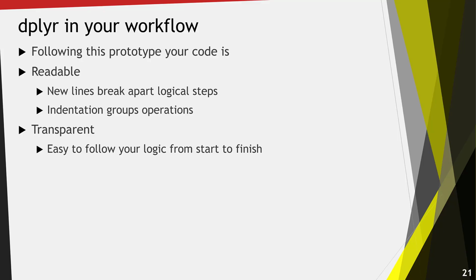Indentation is going to group operations. And it's also going to be transparent. It's going to be very easy for anyone looking at your code to follow your logic from start to finish. This is the power of using dplyr for data wrangling, because it makes it easy for you to construct code to perform data wrangling tasks, and obvious for anyone who reads your code all of the steps that you're proceeding through to get from start to finish.